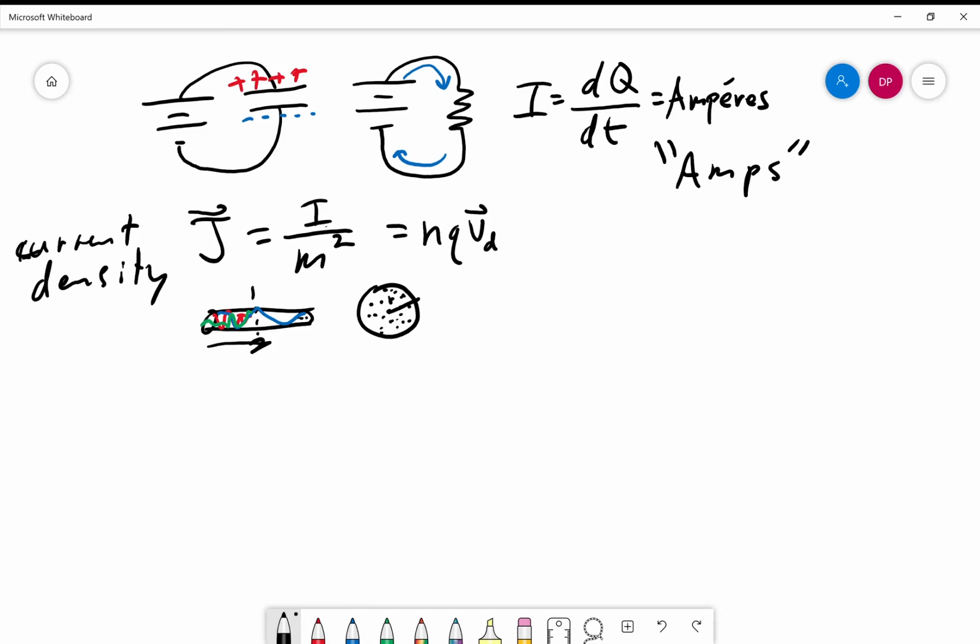Because if your current is flowing this way, that means that more electrons are passing a given point heading this direction, to the right in this case, than the left. It's kind of like traffic flowing.